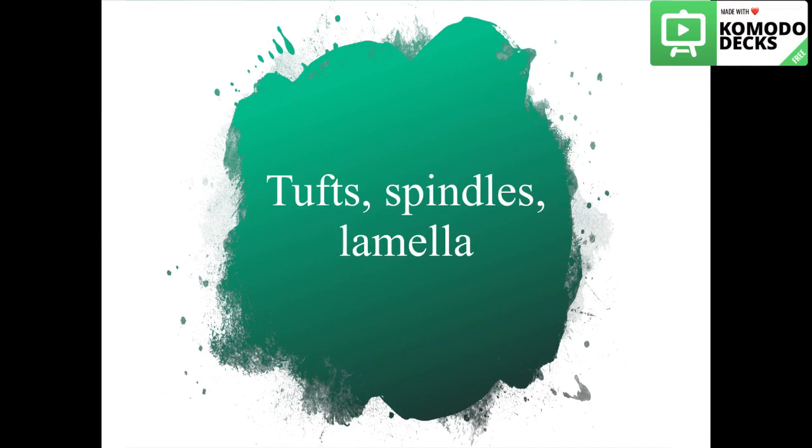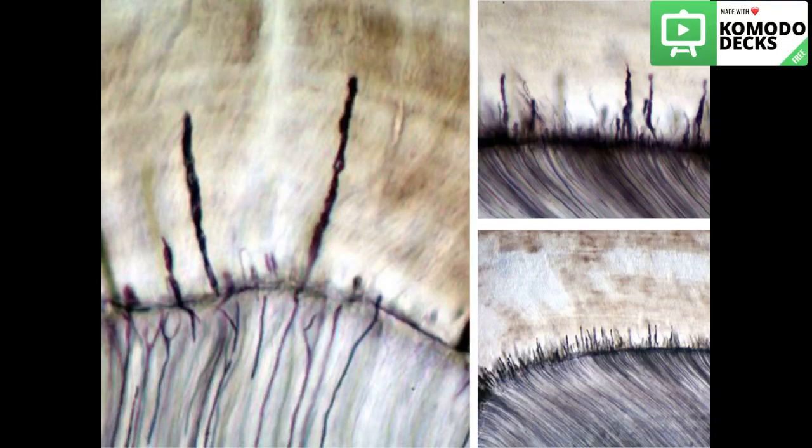Now we will discuss the tufts, the spindles, and the lamella, which are all phenomena that we see on the dentino enamel junction. The spindles, as we said, are the extension of the dentinal tubules into the enamel, about 25 micrometers of the enamel length. They are tubular structures that are so small, 8 micrometers in diameter, and you can see they are not homogeneous with the enamel structure. They look like the dentine structure.